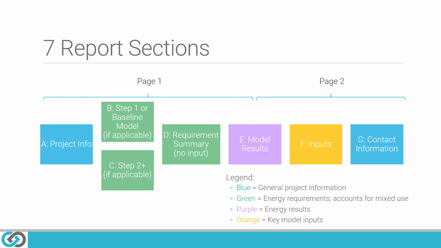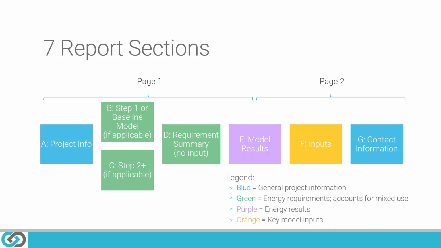Now the report consists of 7 sections that we've shown in this diagram here. So section A is just basic project info. And then there's 3 sections that we've shown in green for energy requirements. So section B is if you have a portion of the building that's going for step 1 or that has a baseline model. Section C is for any step 2 plus portions of the building. And then section D, there's actually no input required from the user. It just summarizes the information from B and C.